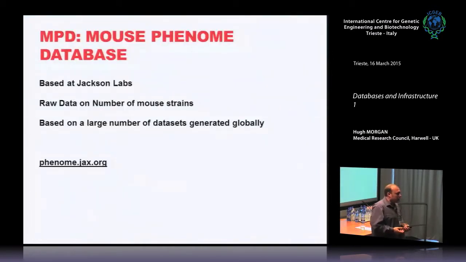The next topic is the mouse phenome database. This is also based at the Jackson Labs, but this is based on raw data. They've collected multiple studies that have been performed all over the world, and where the raw data has been submitted, they've published this data in a somewhat unified form, which can be browsed with a single interface. It's available at this URL.